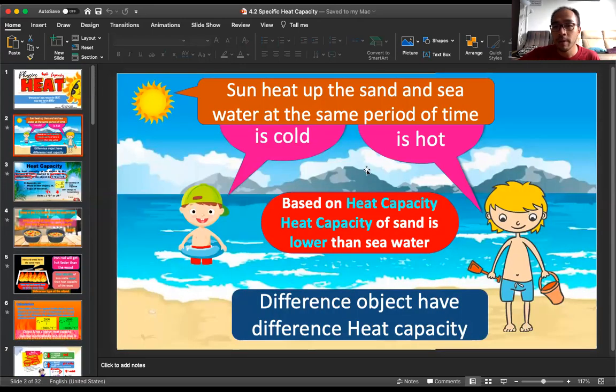Okay, we remember we looked at this picture and we said that the sea is cold and the sand is hot, and we find that the sand only takes a little bit of heat. It can only fit in a little bit of heat before the temperature rises. So this heat capacity actually affects the temperature rise. If it has a very small heat capacity, the temperature will rise much faster. And if there's a very big heat capacity, it can take in more heat.